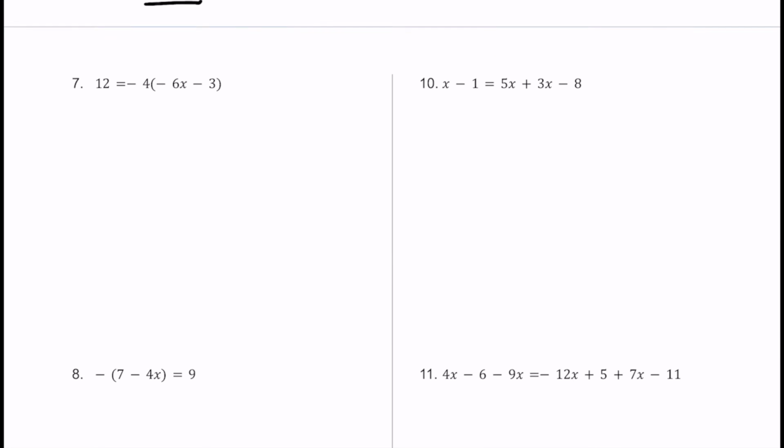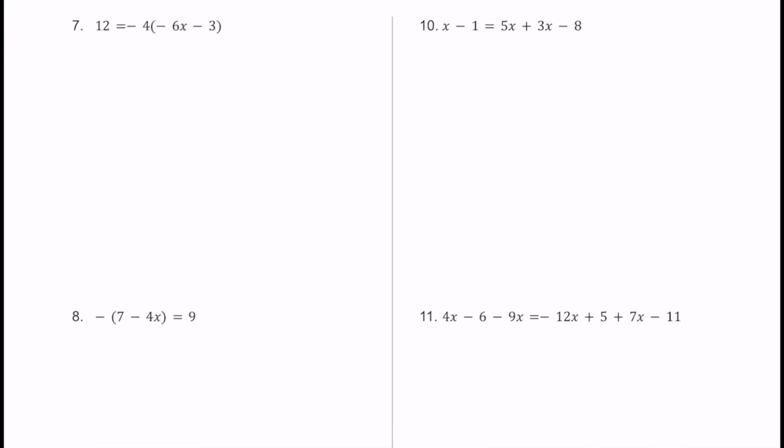All right, here is number 7. For number 7, we have the equation 12 is equal to negative 4 multiplied by the quantity of negative 6x minus 3. Okay, first things first, let's go ahead and distribute this negative 4 to both terms inside this parentheses. If we do that, we have 12 is equal to, and then negative 4 times negative 6x is going to be a positive 24x. And then this negative 4 times negative 3, that's going to be positive 12.